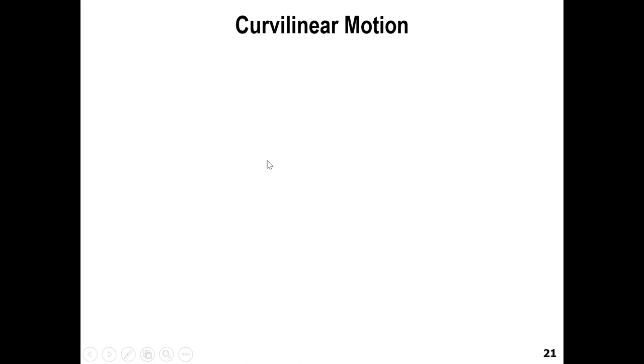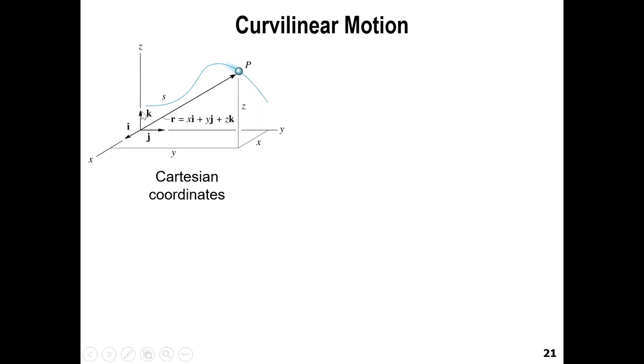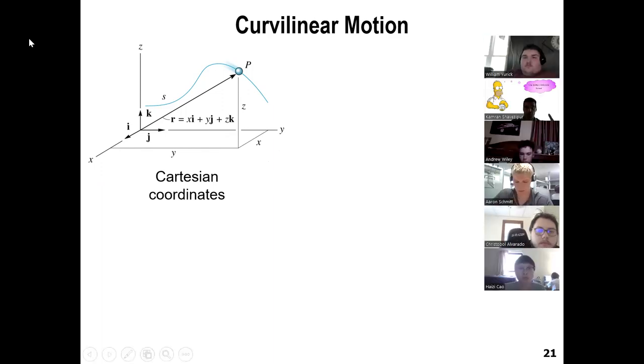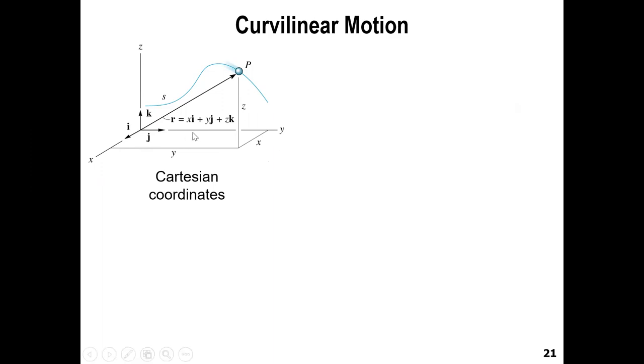But just to show you what that means, I'm going to show you this. For Cartesian, you have the origin somewhere, and you have axes X, Y, and Z. If this is the path of motion, the particle's position can be expressed in terms of X, Y, and Z. So the vector is like X times i. You know, i, j, k are unit vectors in the X, Y, and Z directions, right? So the position vector could be expressed in terms of i, j, k values.